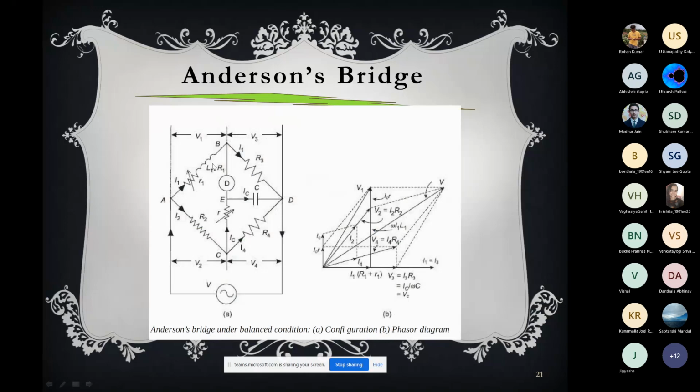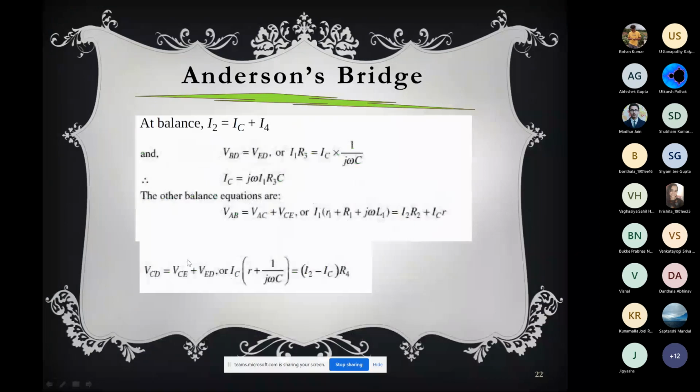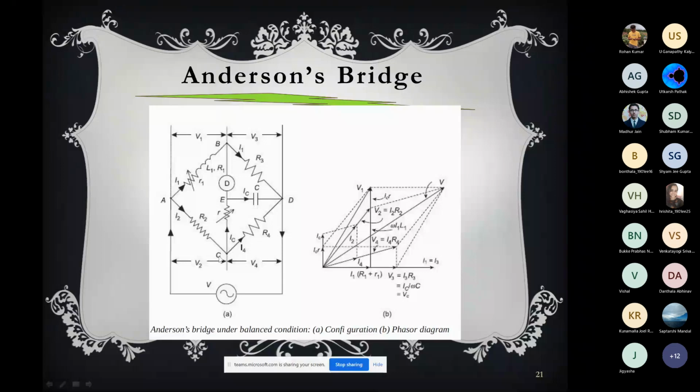So the potential drop on AB will be equal to the potential drop I2 R2 plus IC small r. That's what is written: I1 (small r1 plus capital R1 plus j omega L1) equals I2 R2 plus IC r. Then another condition: VCD will be equal to VCE plus VED. That is very clear. So I4 R4 will be IC (r plus 1 over j omega C). That is what we have written.